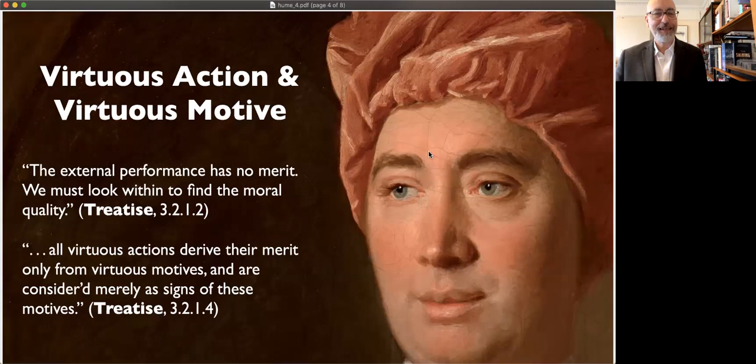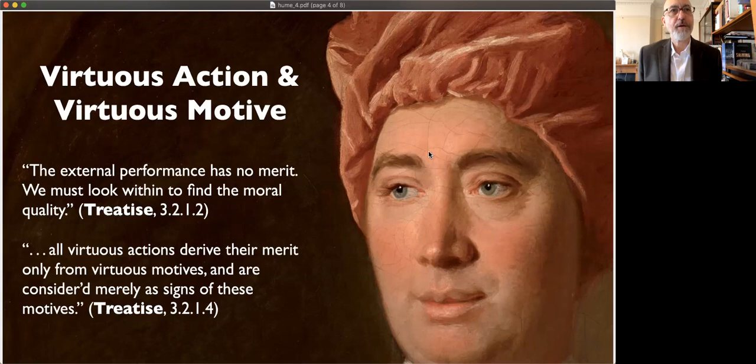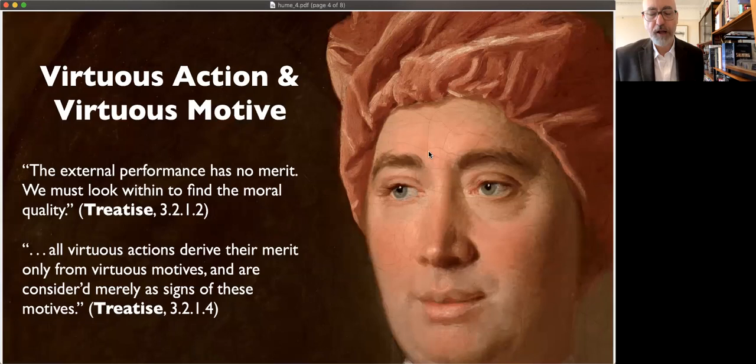Now, an action can have merit. It can be, you know, the genuine object of moral approval or moral approbation, as Hume puts it, but only, he says, when considered as a sign for the motive that produced it. It's the motive that's the object of moral approbation. It's the motive that's primarily got merit. And an action considered by itself, independently of its motive, lacks merit in the radical sense of not really even being a candidate for moral evaluation.